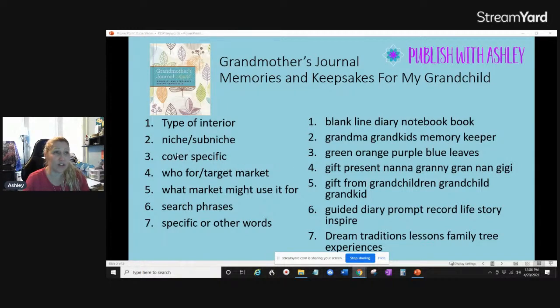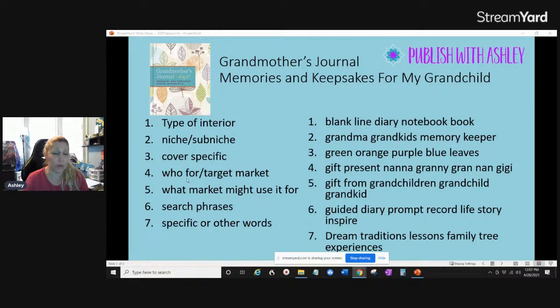Cover specific. I try and include something about the cover in one of the boxes because some people are looking for a blue journal or a pink journal or something like that. So I try and describe what's on the cover. So this one: green, orange, purple, blue leaves, right? There's blue leaves over here and here. There's, I guess, kind of red. This might be considered red or brown. So you can add some more colors or whatever the main color is, but I just described things that would be on the cover.